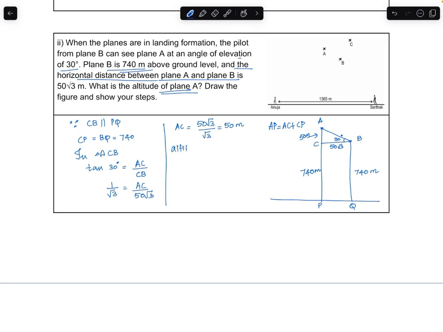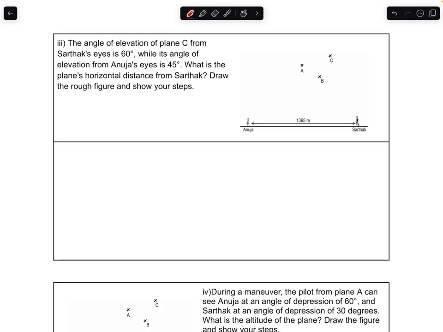Altitude of plane A is equal to AP, which is nothing but AC plus CP. That is 50 plus 740, which is 790 meters. Question 3. The angle of elevation of plane C from Sarthak's eyes is 60°.